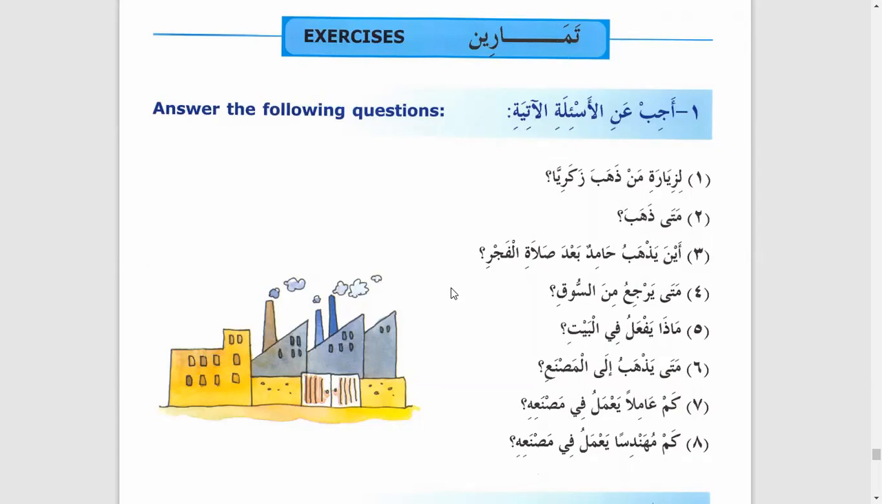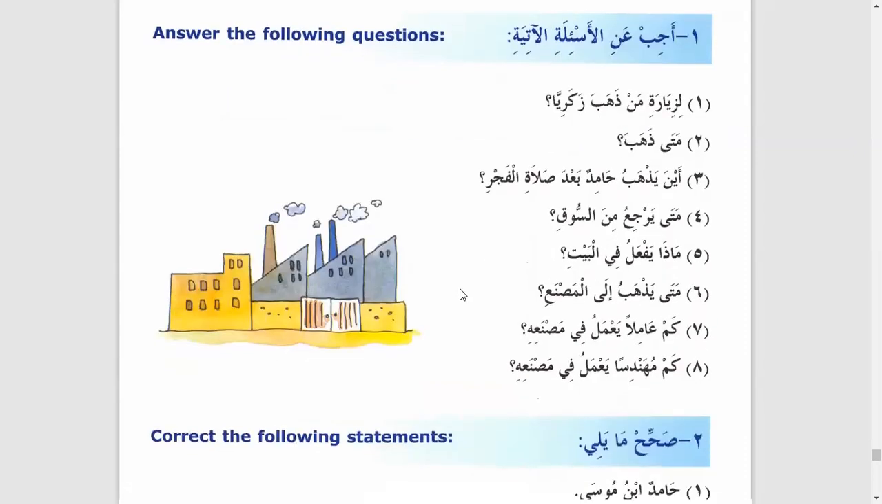One more time, please. يرجع من السوق. يرجع في الساعة السابعة sir. From the market. Yes, from the market it was يذهب الساعة السابعة. Okay, so يرجع من السوق, 7 o'clock or 8 o'clock. متى يرجع في الساعة السابعة.